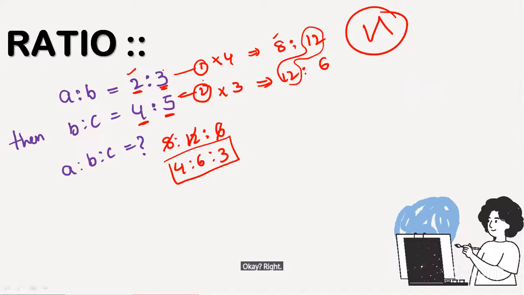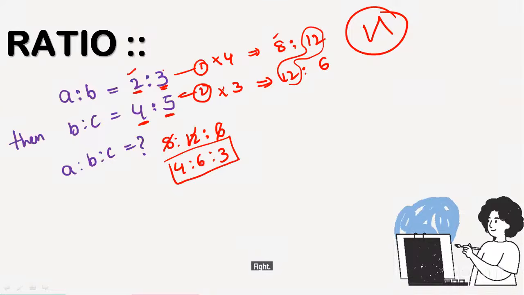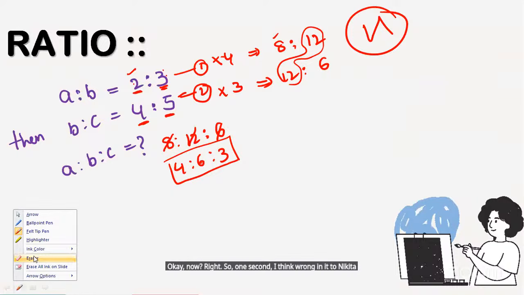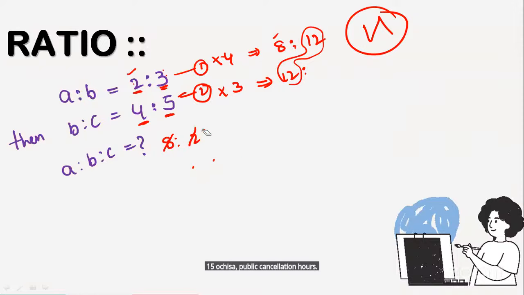So opposite multiplication. First equation multiply with 4. Second equation multiply with 3. 4 2s are 8 and 4 3s are 12. So 4 3s are 12, and here it is 15. 15 came, no issue.